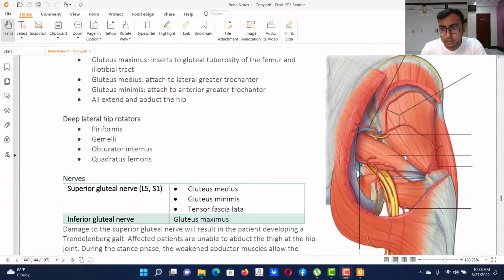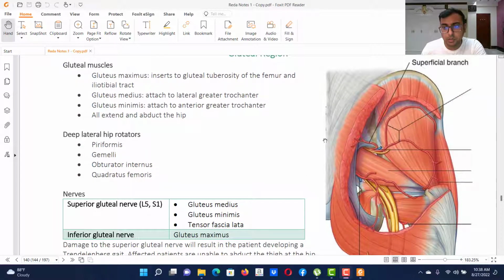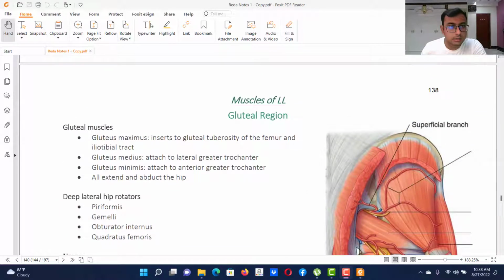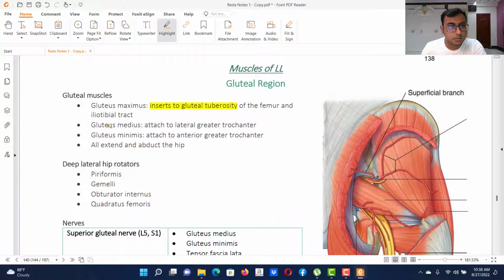Now first the muscles. Here the pictures are taken from the Gray's Anatomy student copy. They are very diagrammatic pictures, very important, with very important relationships. First the gluteal muscles. Gluteus maximus inserts in the gluteal tuberosity. First make it a point: gluteal tuberosity of the femur and the iliotibial tract. There are three muscles: gluteus maximus, medius, and minimus. Medius is inserted in the lateral greater trochanter, and the minimus is attached to the anterior greater trochanter.